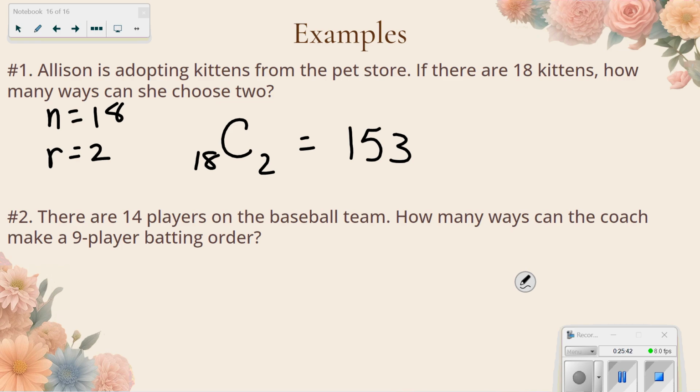So with question 2, there's 14 players on the baseball team. How many ways can the coach pick a 9-player batting order? If you're playing baseball, your batting order, does that matter? Yeah, right? So the order does matter here, which means it's a permutation. So what's our N and what's our R? What would N be here? 14. And what's our R? 9. What did you guys find that's equal?